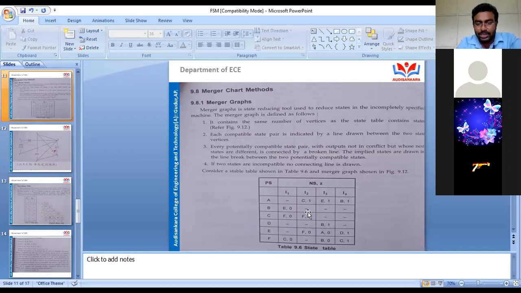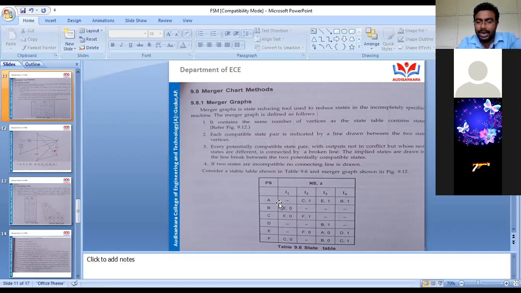Then compare this condition. It is matching, students. Since I'm having don't care, I can assume F comma 1 is available. Here also don't care, no problem. Here also don't care, no problem. So in one condition, outputs are the same, but next states are different. In that case, B and C are compatible with different next states.